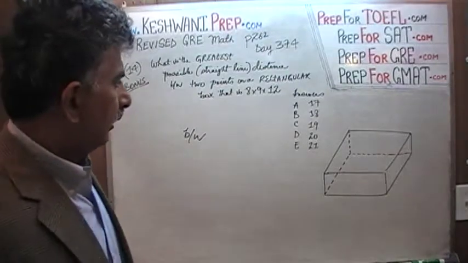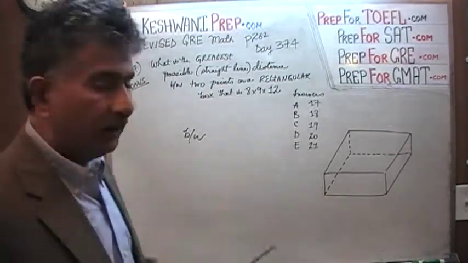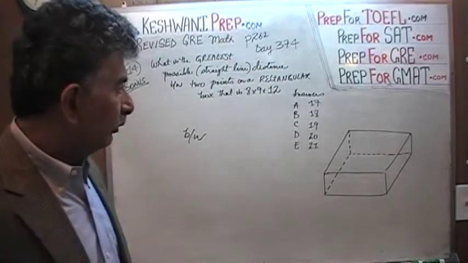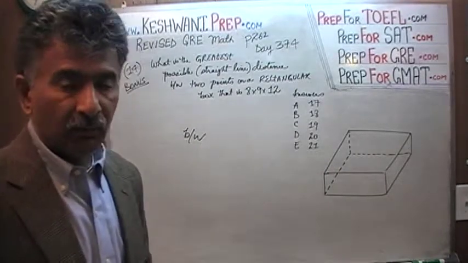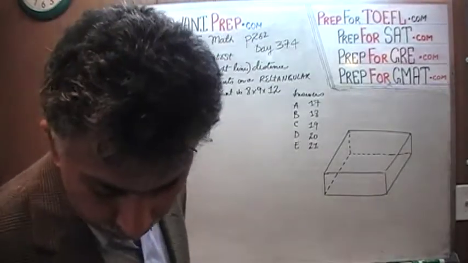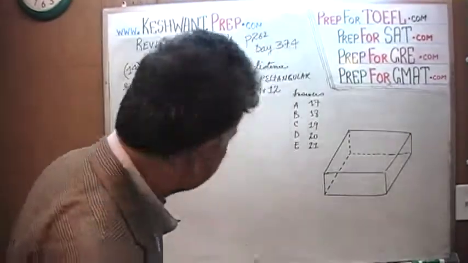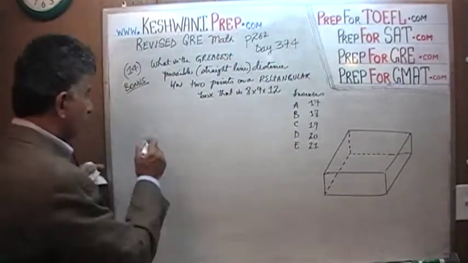Okay. The question here is that they tell you that the box is 8 by 9 by 12, but we don't know where these 8 and 9 and 12 fall. We have no idea. So here we have to play around a little bit. So let's start with scenario number 1. First scenario. There are 3 different scenarios possible here.